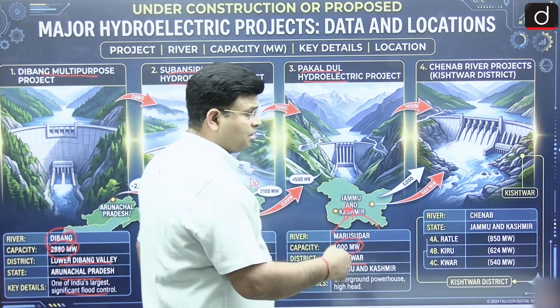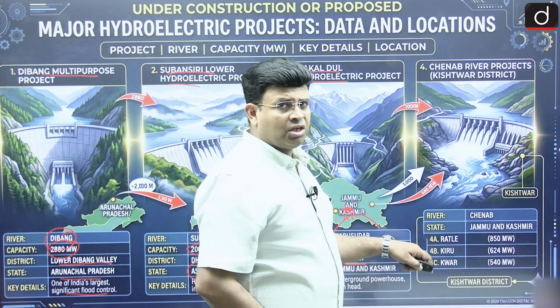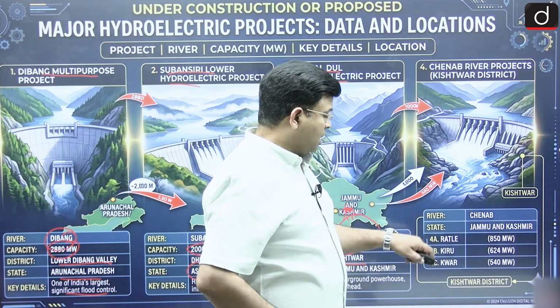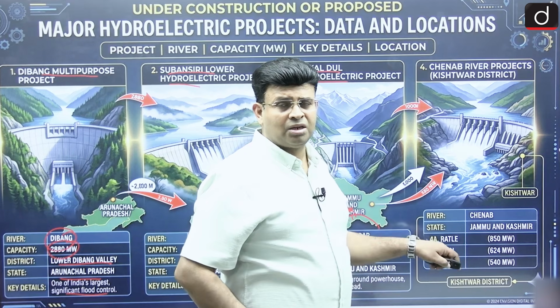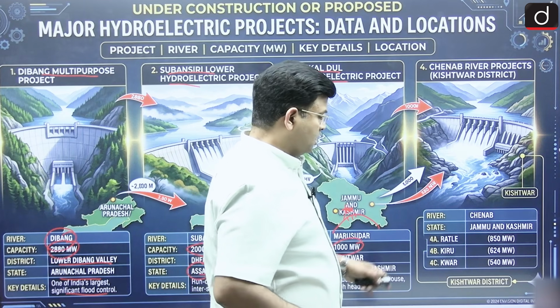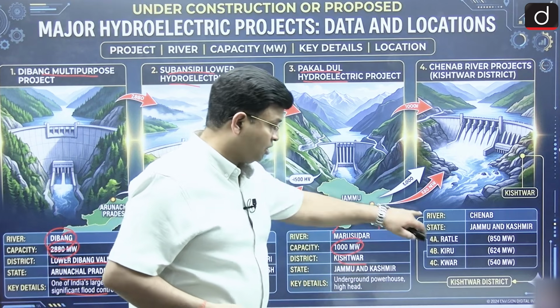3 important dams are under construction, and I said that there are Ratle, Kiru and Kwar. So remember it like this: Ratle, Kiru, Kwar. These are the 3 projects. They are multi-purpose projects on the Chenab. These 3 are on the Chenab.